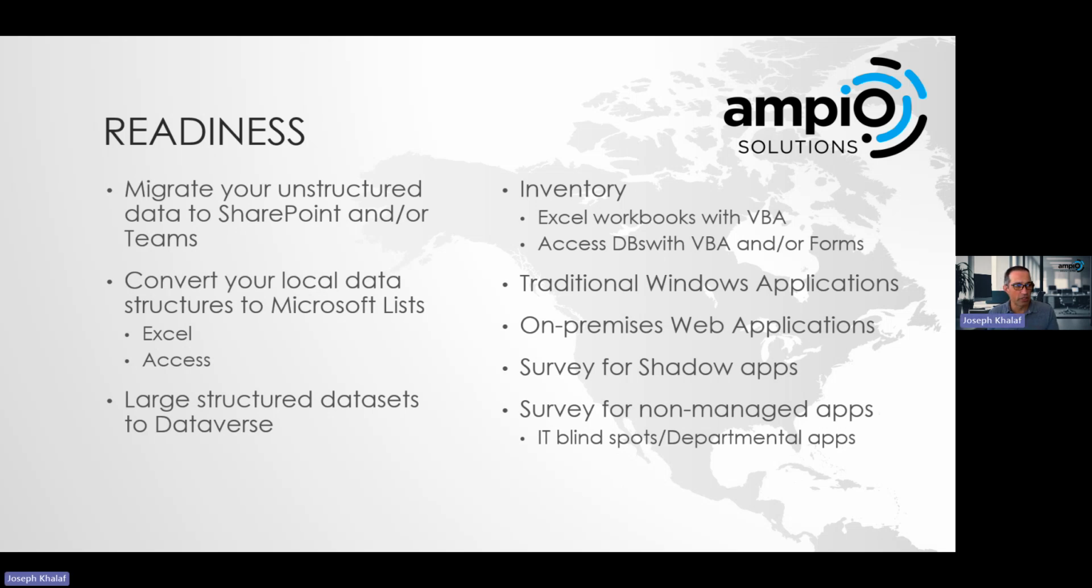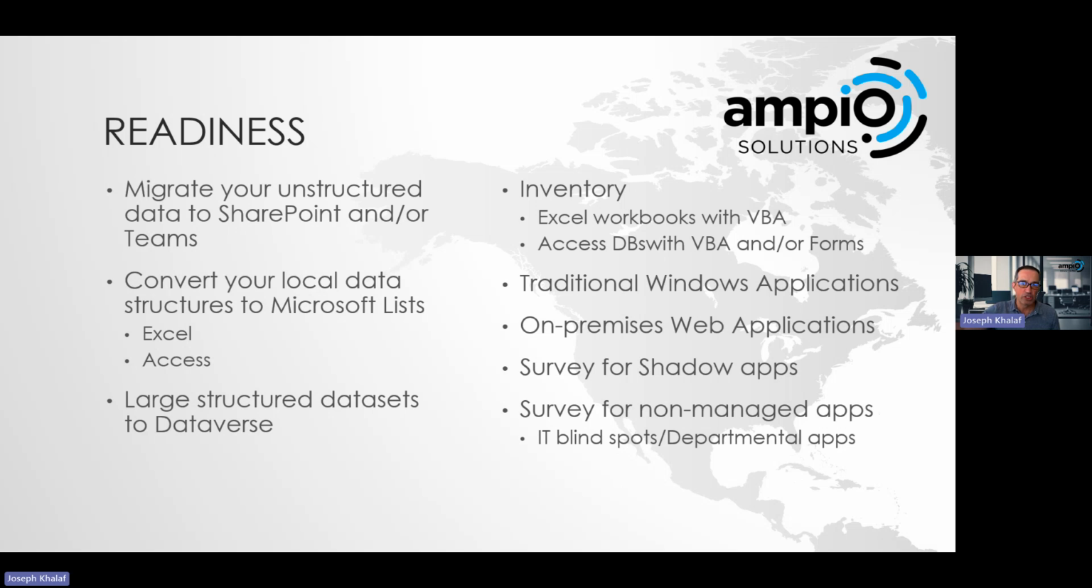Go ahead and inventory them and understand which ones are the perfect candidates using the scoring method that I mentioned in my previous slide. Inventory traditional Windows applications, inventory on-premises applications, web applications running against IIS on a server in a server room. And then finally, the one thing I didn't touch on, because this can get very complicated and it'll take way more than an hour to discuss, is that a lot of our customers are finally now coming to us and saying, we have a lot of shadow apps that IT is not aware of.